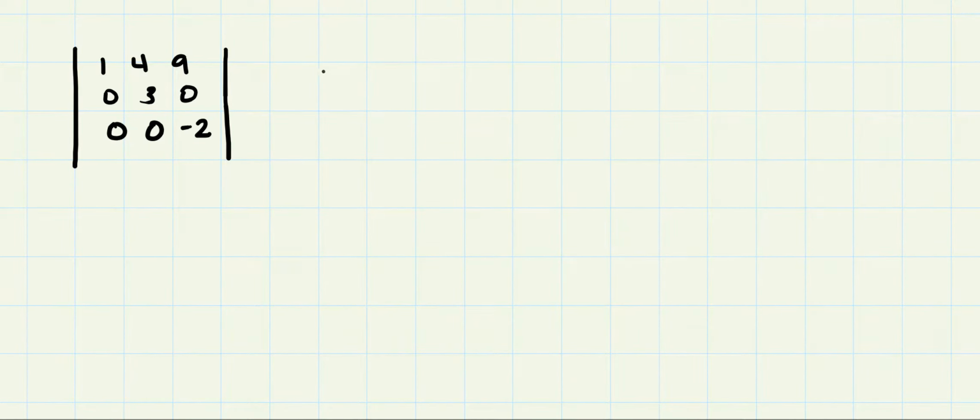How about this matrix? Let's see if we can find the determinant of this one. Remember that if we have an upper triangular, a lower triangular matrix or a diagonal matrix, the determinant is just the product of the diagonal entries. This is an upper triangular matrix. You can see you have zeros below this diagonal. So the determinant is just 1 times 3 times -2, which happens to be -6.